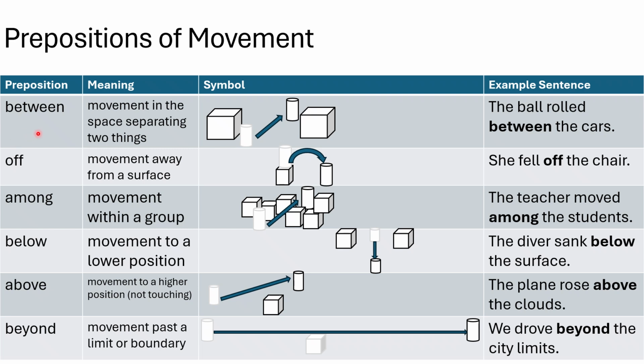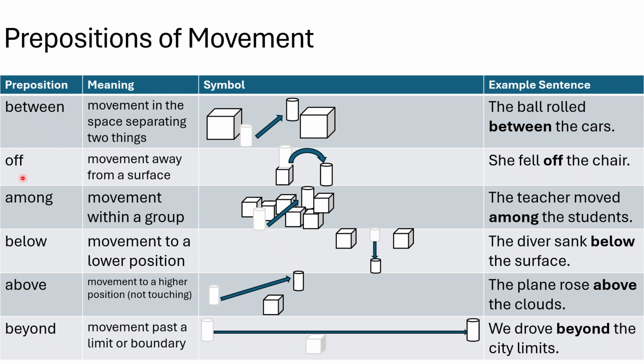The preposition between means movement in the space separating two things. This symbol shows the cylinder moving between the boxes. Listen to the example sentence. The ball rolled between the cars.